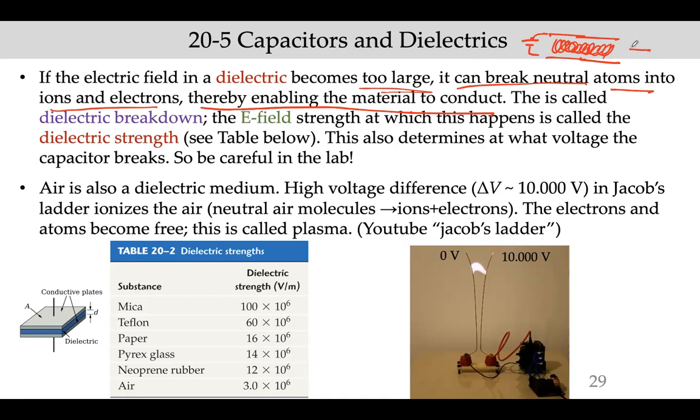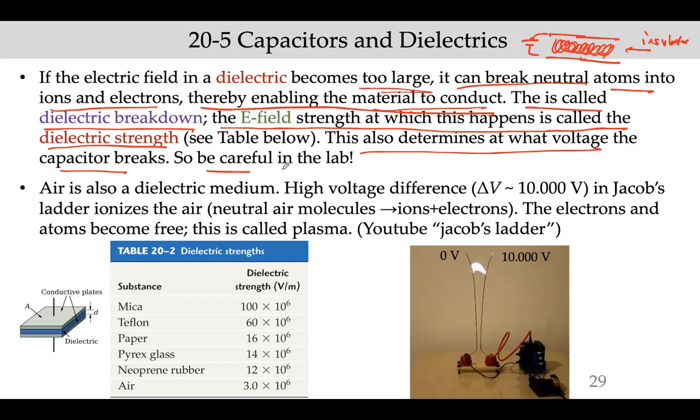So even though this is normally an insulator, if we apply a huge amount of electric field, that electric field may be able to break the atoms and pull the electrons from the atoms. If the electrons can then move freely, the material will be a conductor. This is called dielectric breakdown. The electric field strength at which this happens is called the dielectric strength. This also determines at what voltage the capacitor breaks.